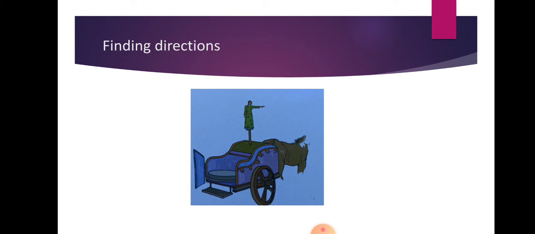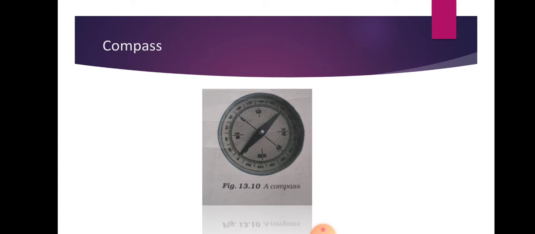So this is just an example, a story of how people used to find out the direction in earlier times. Later, a new thing developed, that is the compass. Now, what is a compass? A compass actually consists of a magnetic needle, and it is useful in finding out directions. Now, let us understand what a compass is made up of.